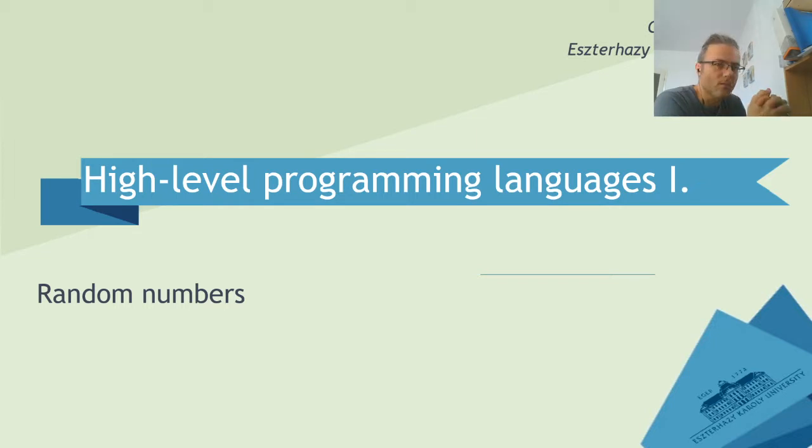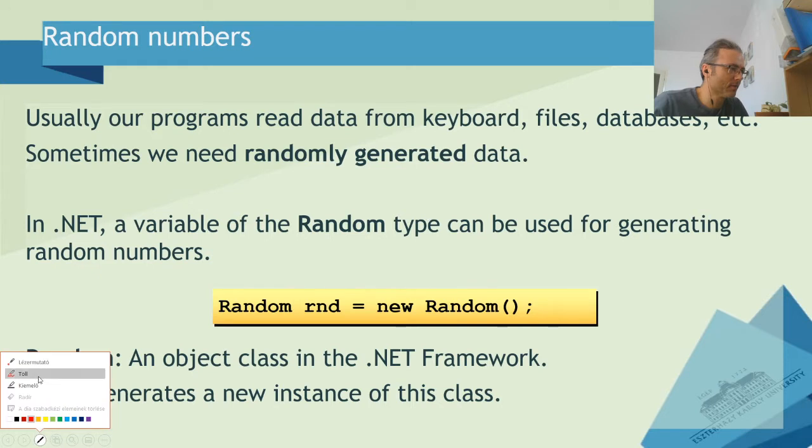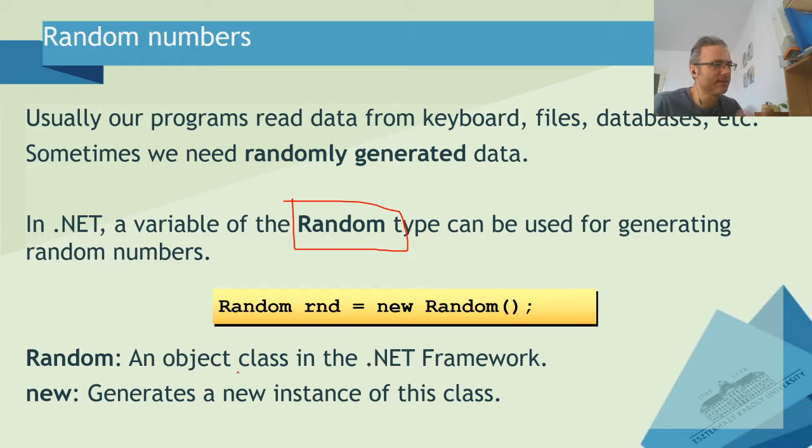I think we used it, yes. And can you recall how you did it? Random, Rnd, and then equals, yeah, this is it. Random. Great. Yeah, this is the first step. You have to use a special type in the .NET framework, the Random type. Actually, this is a class, a so-called class in the .NET framework.